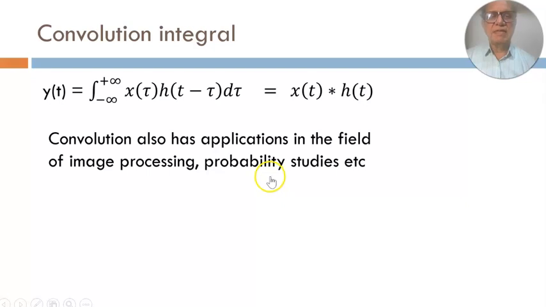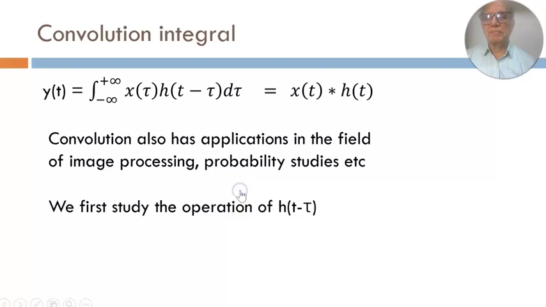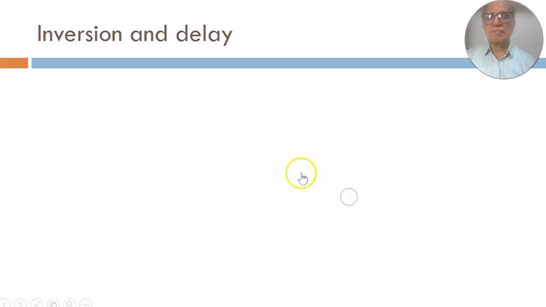Okay, having said that, let us now return to this problem of solving the convolution integral. So last time we had studied the steps and we had said that the first step was to replace t by tau. So you'll obtain x(tau) and h(tau). And let us now focus first on obtaining this h(t minus tau), which is essentially inversion followed by the delay. So this is what we study first.